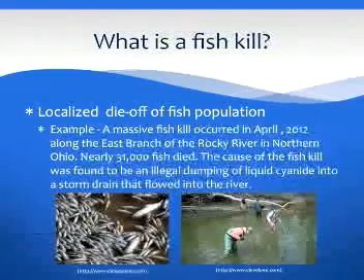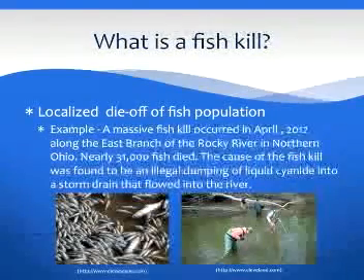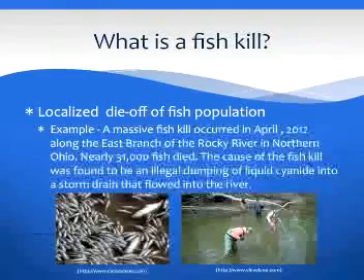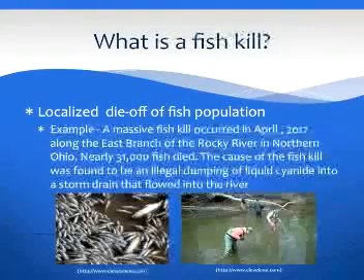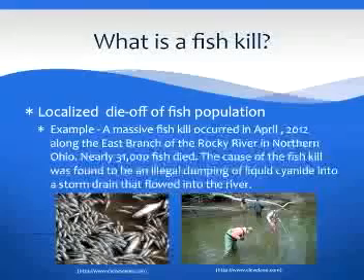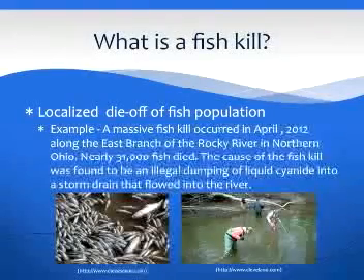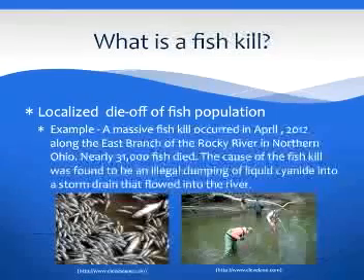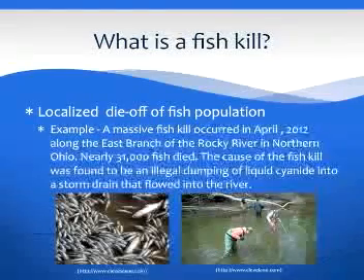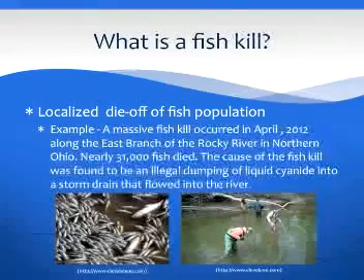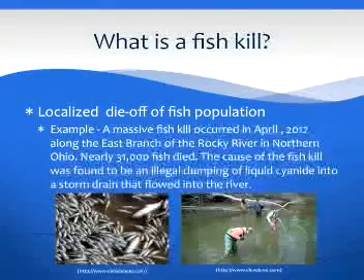So what does all this have to do with fish kills? Well, first, let's start by discussing the basics of a fish kill. A fish kill can be defined as a localized die-off of a fish population, usually due to human pollution. Fish kills can vary in magnitude depending on how bad that pollution is. One example, shown below, of a rather large fish kill happened recently in April 2012.